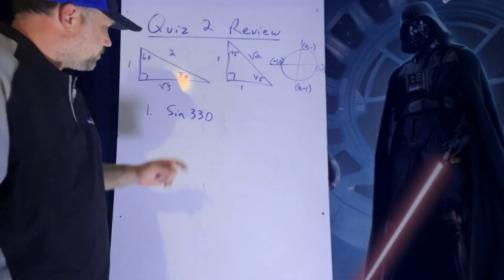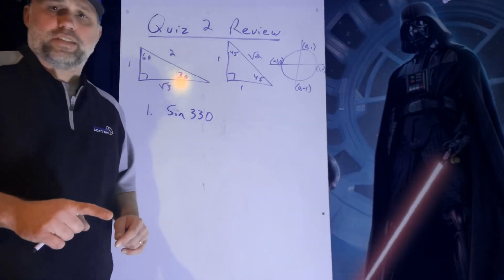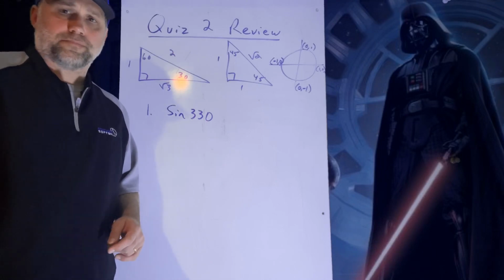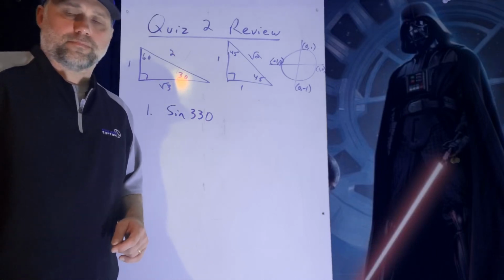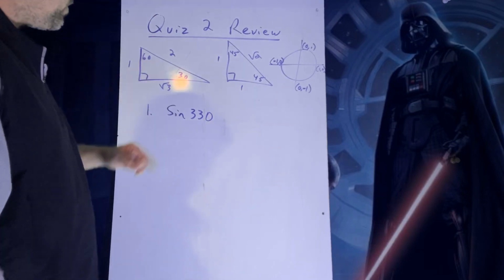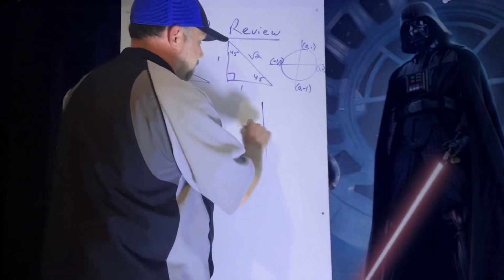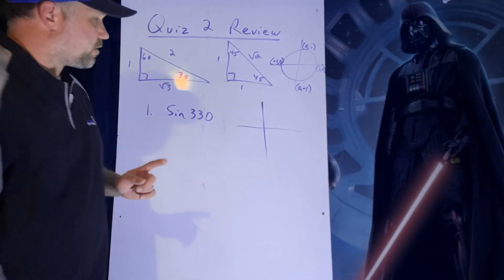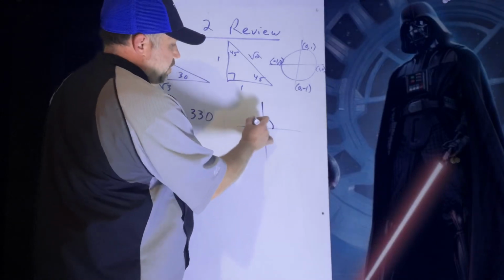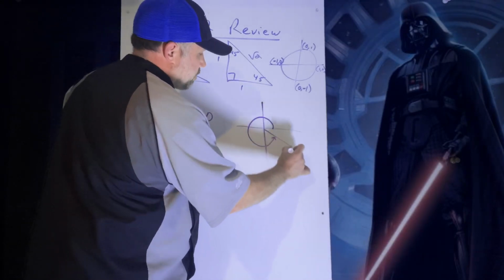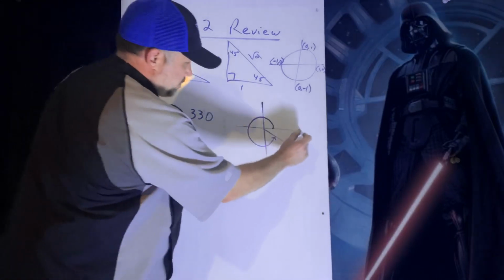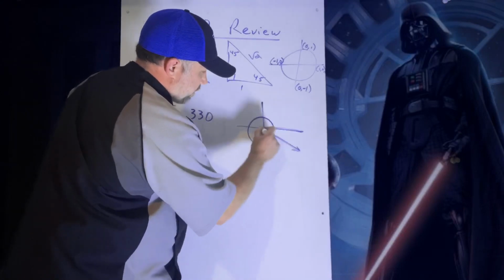Here's question 2, sine of 330. Go ahead and pause the video, try it, and I'll go over it. All right, sine of 330. First thing I want to do is find 330's reference angle. 330 can be found way over here. And its reference angle is going to be this angle right here, formed with the x-axis.